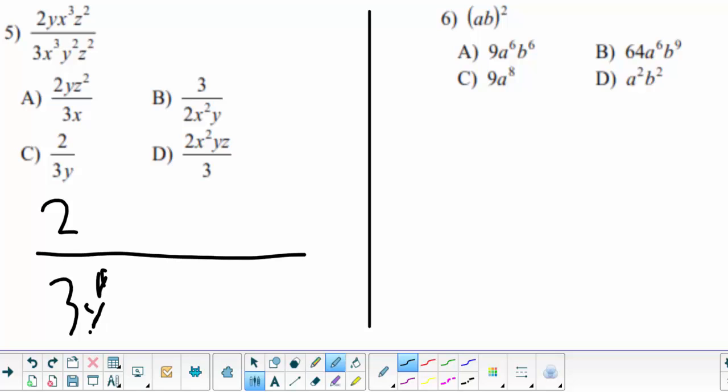Okay. So now z's. So we got z squared over z squared. What's that? Making it 0. Again, so our answer is just 2 over 3y, right? Correct. All right, do number 6.